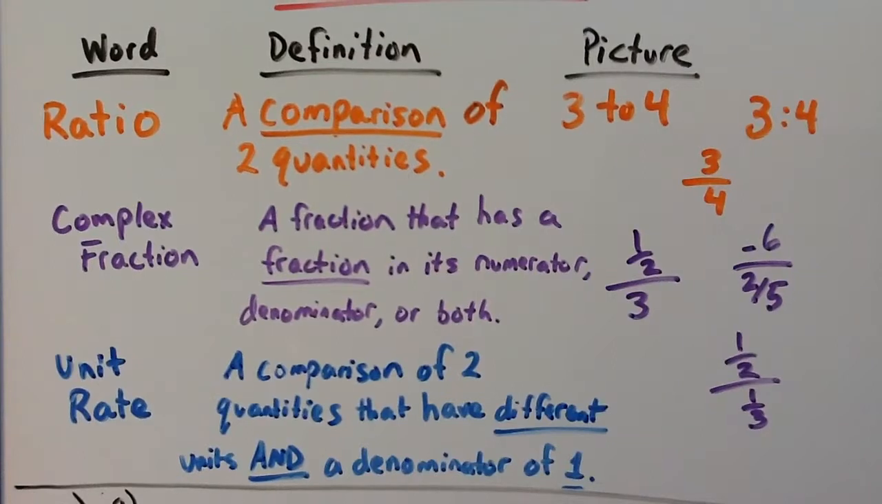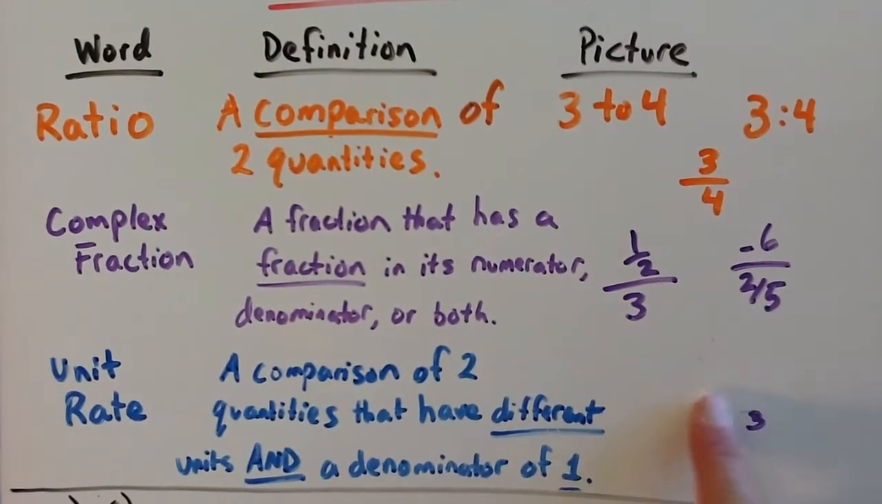Unit rate. A unit rate is a comparison of 2 quantities that have different units and a denominator of 1. We could also say that a unit rate is a special ratio. It is a ratio, but it is unique because you're comparing values with different units and the denominator is 1.